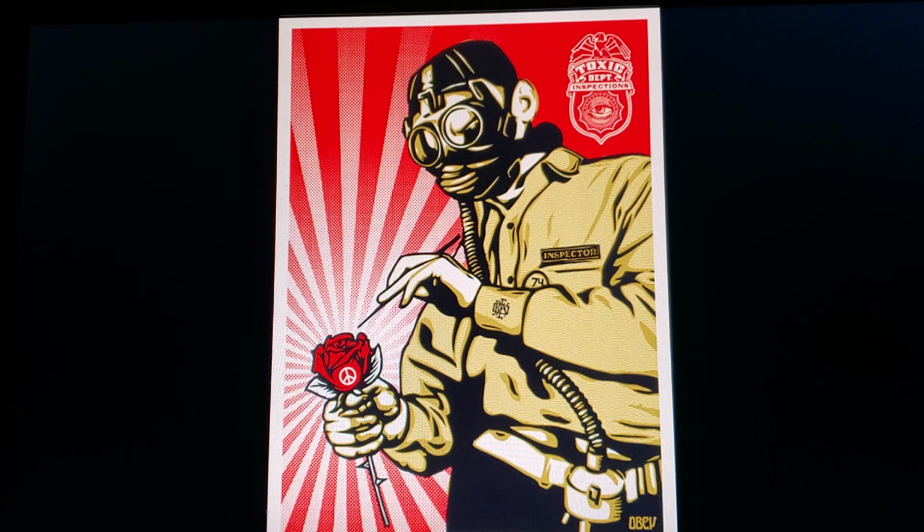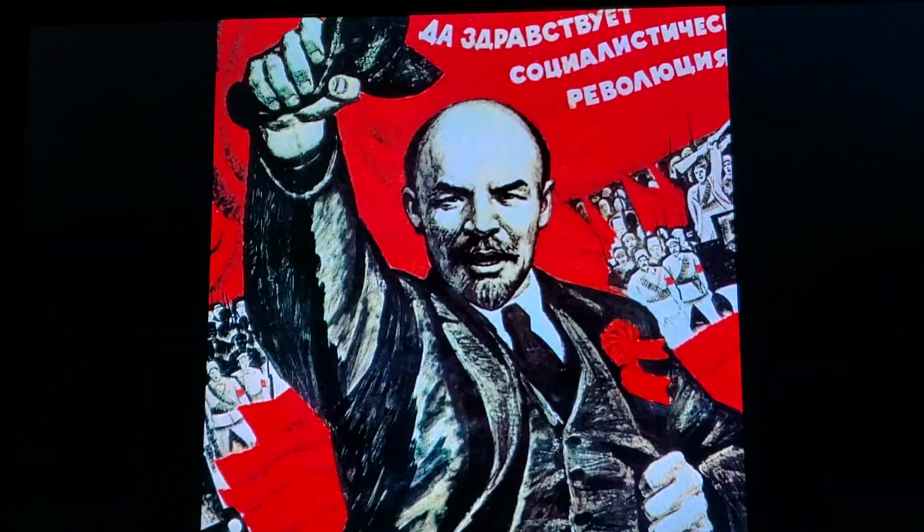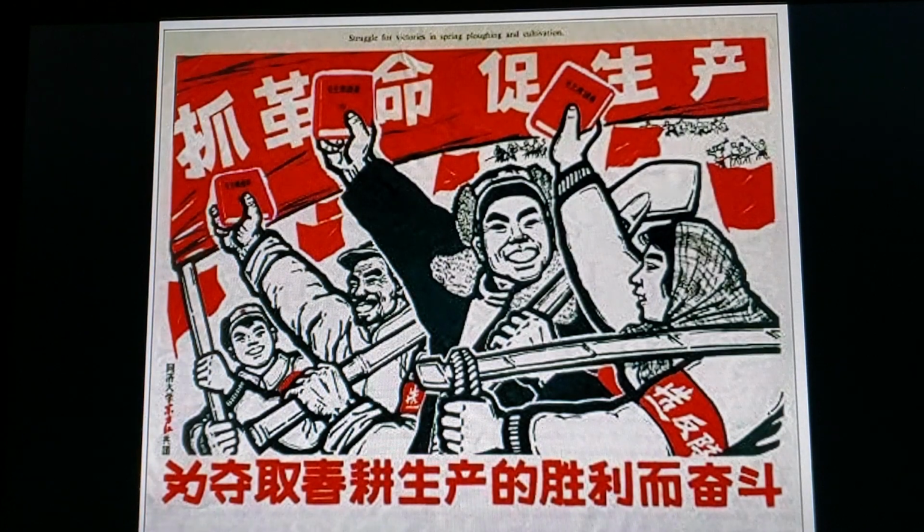Here's one I think has something to do with an environment. We have an inspector. He's got his gas mask on and he's checking out a rose. This is not his poster, but I think there's a real similarity between some of these posters. This is a communist poster from China. Looks like it's quite a bit old, but we're using these really bold images.